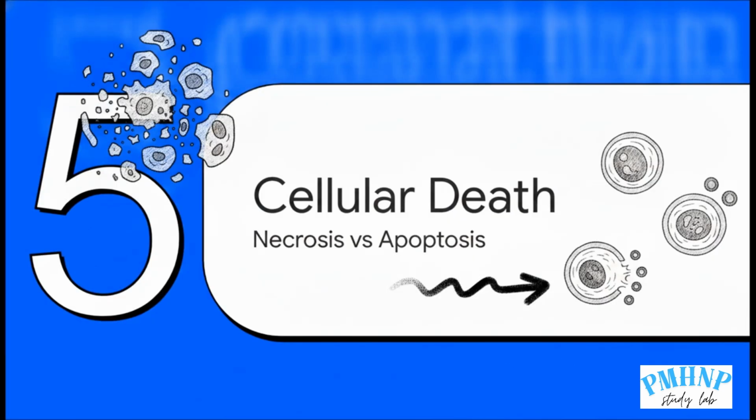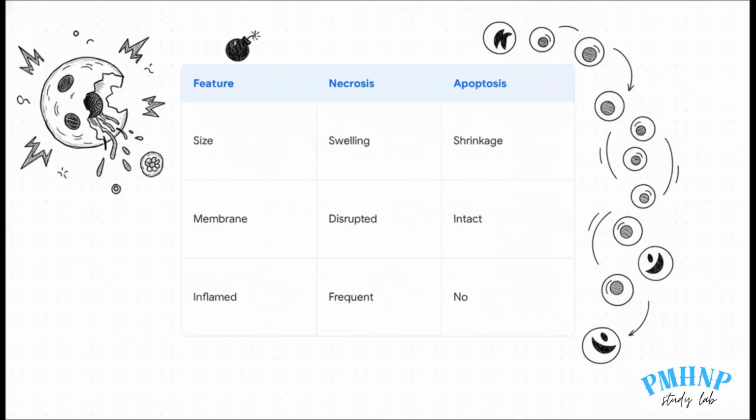Finally, we arrive at our last stop, Section 5, Cellular Death, Necrosis versus Apoptosis. When irreversible injury occurs, the cell's journey is over, but how it ends matters immensely to the tissues around it. Use this high-yield table to really lock in the differences between the 2 main types of cellular death. Necrosis is a messy, inflammatory explosion. The cell swells up, its plasma membrane completely ruptures, and all its digestive enzymes leak out, damaging everything nearby and triggering heavy inflammation. Necrosis is always, invariably, a pathologic process.